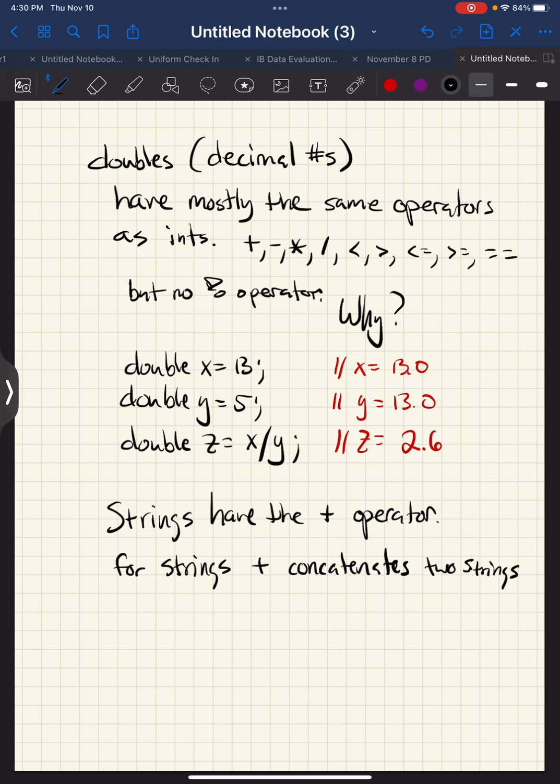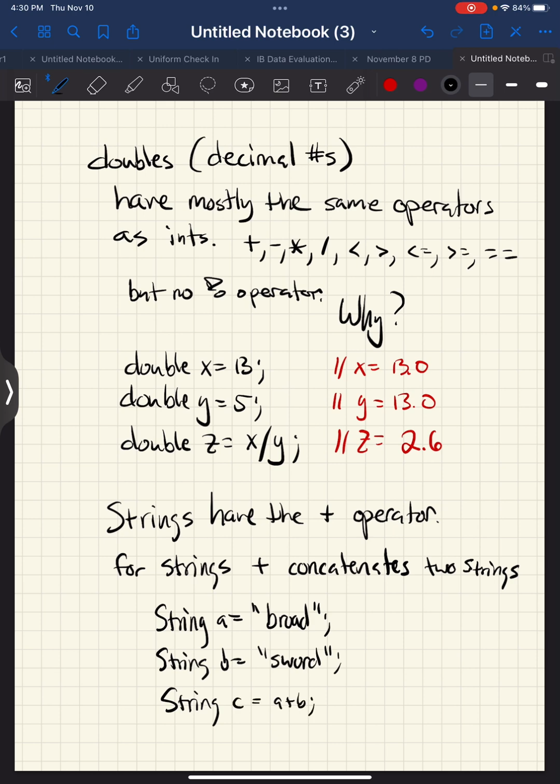So if you have string A equals broad, string B equals sword, and string C equals A plus B, well, C is going to be broadsword, because concatenation literally means to put the two strings together.